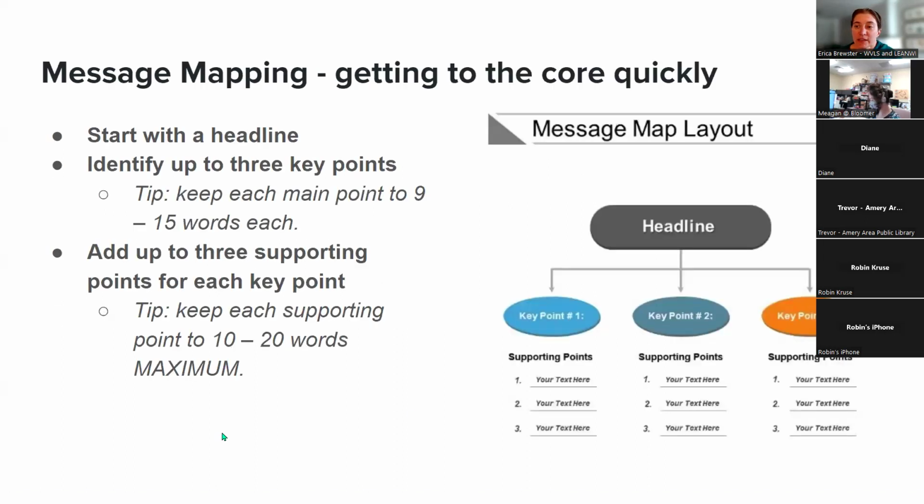We're going to talk quickly about message mapping, and this actually could be an entire lecture in and of itself. We can use message mapping to get to the core of our message very quickly. Message mapping is the art of taking a headline and then breaking it down into no more than 3 key points, and then for each of those key points, having 3 supporting points.